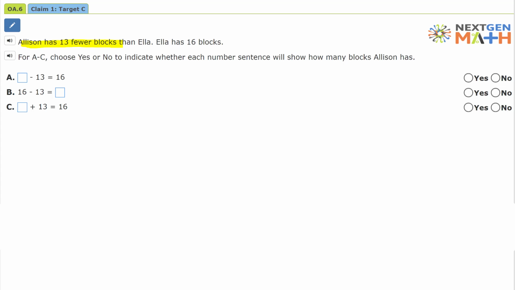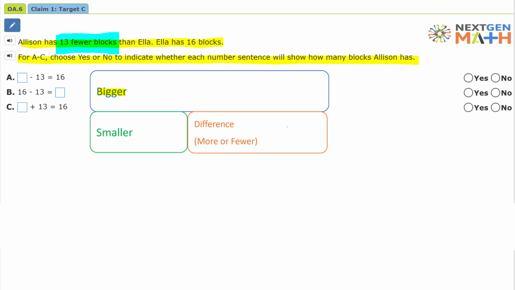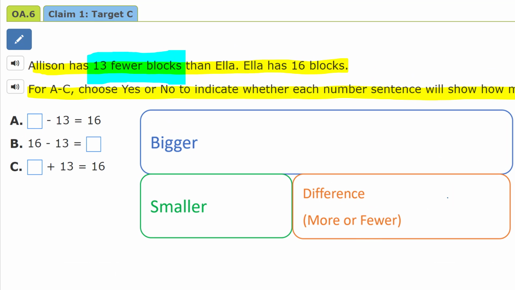Allison has 13 fewer blocks than Ella. Ella has 16 blocks. For A through C, choose yes or no to indicate whether each number sentence will show how many blocks Allison has. Well, this key phrase right here, 13 fewer blocks, is letting us know that we have a bigger, smaller, difference problem. What this tells us is that we're going to have a bigger number compared to a smaller number, and we want to know its difference, which is a fewer amount.